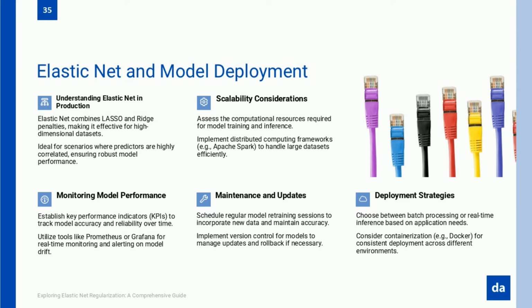Next, we need to automate predictions. A model isn't useful if it just sits in a Jupyter notebook, whether it's a financial firm using Elastic Net to predict loan risks or an e-commerce platform forecasting sales. The model needs to be integrated into a real-time or batch processing system. This means setting up APIs, scheduled jobs, or automated scripts that feed in new data and generate predictions continuously.